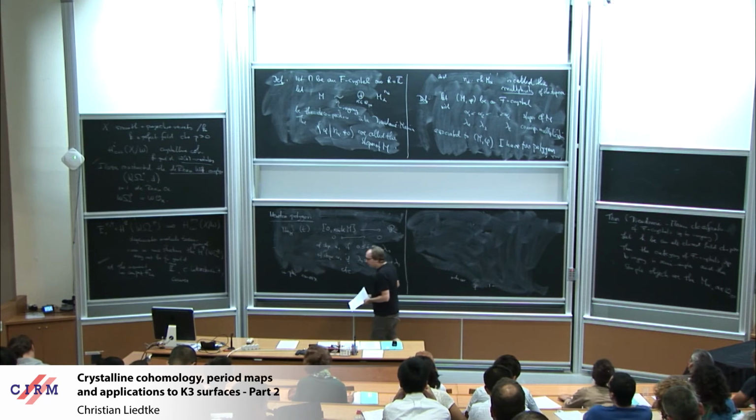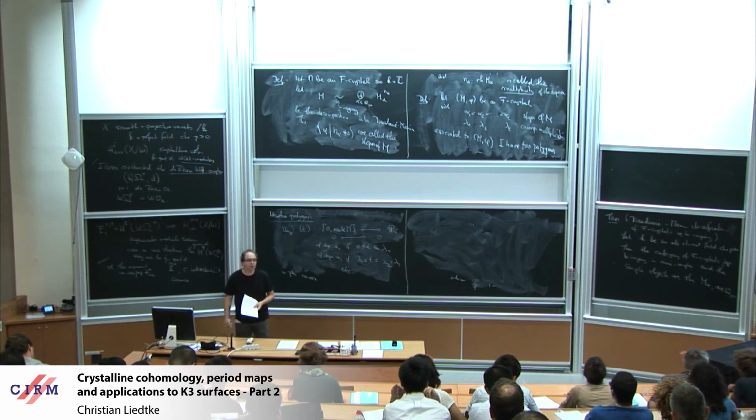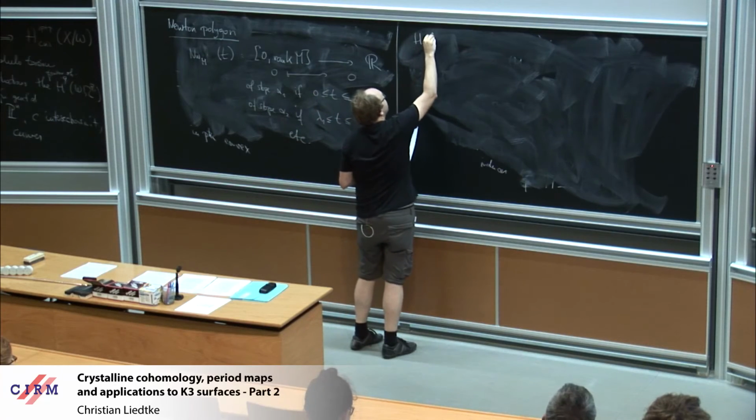And there is another polygon now, another convex polygon associated to an F crystal, which is not an isogeny invariant. This is called the Hodge polygon.